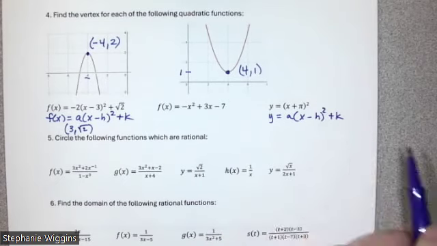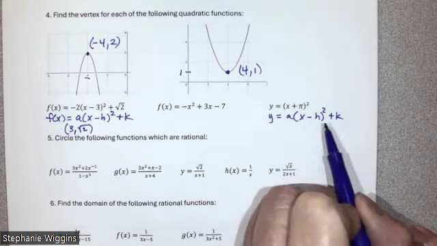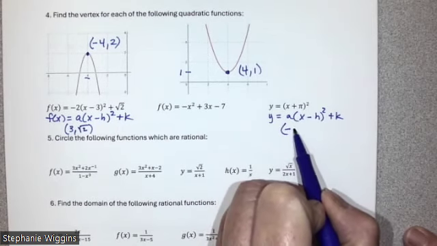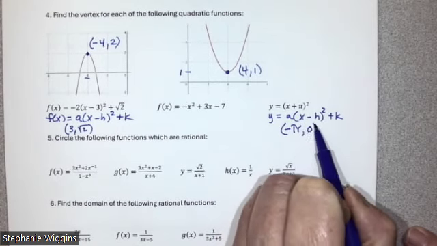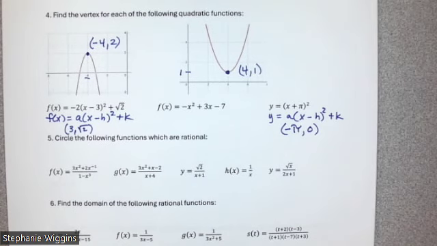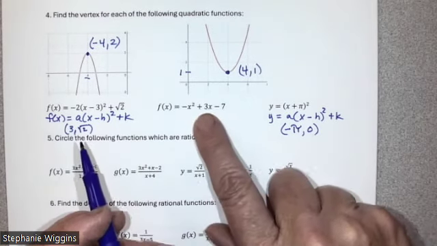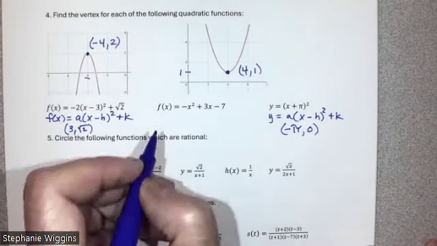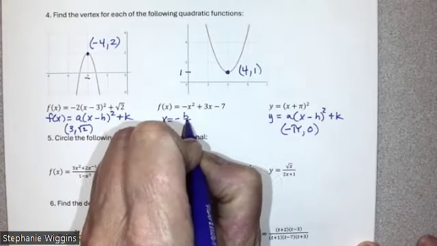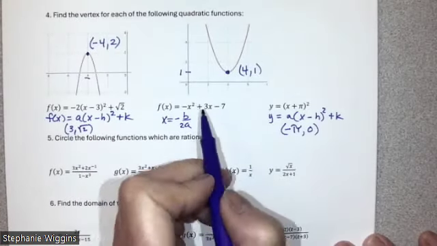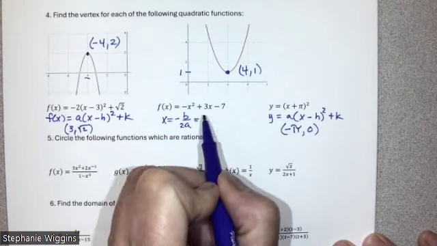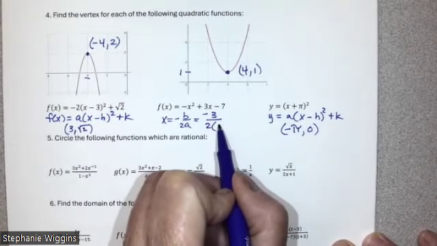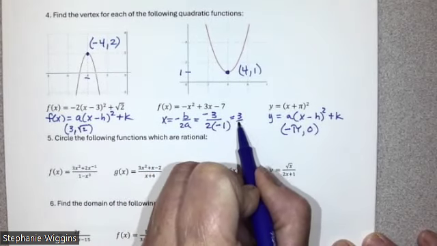It looks like k is 0, and this pi, we're subtracting h, so this is plus pi. So pi, or negative pi, is the first coordinate, and 0 would be the y coordinate. Now here, it's not in vertex form, so we have to use the vertex formula, which is x equals minus b over 2a. So here the vertex is going to be minus 3, which is our b, over 2 times a, which is -1. So that's going to be 3/2.